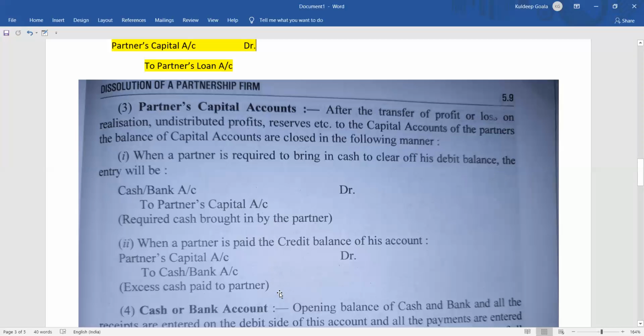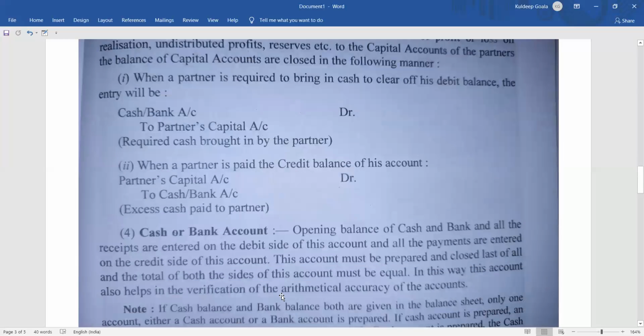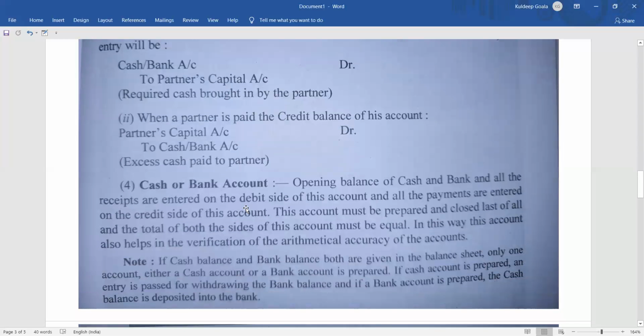Okay, then coming to the next one, the cash in the bank. You transfer all the opening balance of cash as well as the opening balance of bank. If the cash is there, then you prepare only cash account. If the bank is there, then you prepare only bank account. And if both are there, you have to prepare any one. You can prepare cash or bank, no problem. But generally it will be better you prepare bank account.